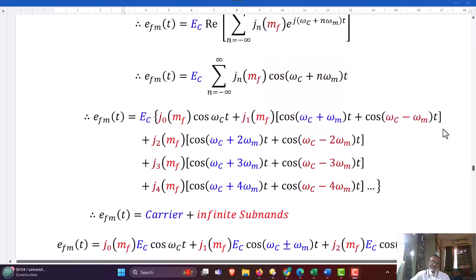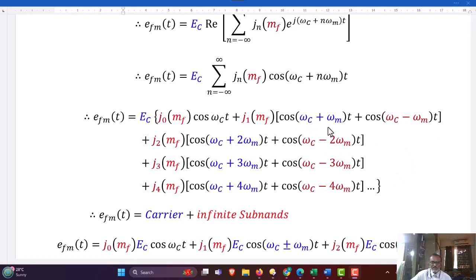So what we observe from this expression is the first part, Ec into J0(mf) cos ωct. This is just the carrier frequency signal Ec cos ωct with a multiplier J0. So same frequency of carrier. So you are getting a carrier wave in the frequency modulated signal as one component. And you are getting sum and difference frequency components of the carrier signal and modulating signal from minus infinity to plus infinity. So the frequency modulated signal ultimately consists of an infinite number of frequencies.